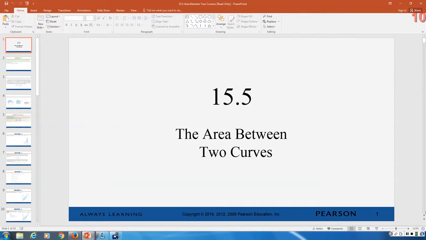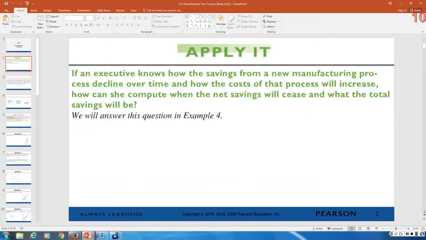So for 15.5, we're talking about the area between two curves. What we did before was the area between a curve and the x-axis between two numbers. This time we're going to be talking about two different functions. This is a way you apply it. The executive knows how the savings from a new manufacturing process decline over time and how the costs of that process are going to increase. How can she compute the net savings, when the net savings will cease, and what the total savings will be? The total savings is going to be the area between the two functions.